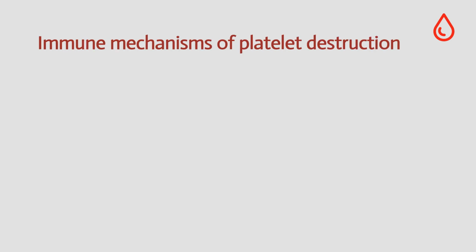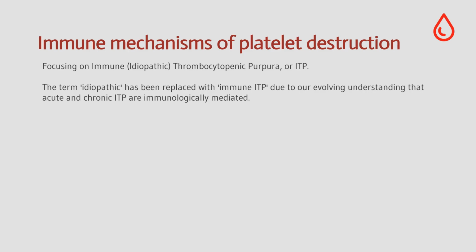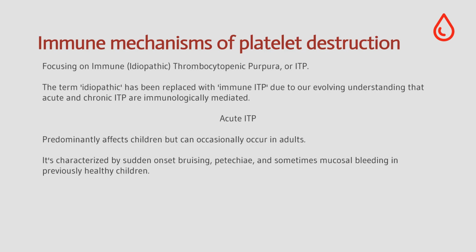Now we're delving into the immune mechanisms of platelet destruction, focusing on immune, formerly idiopathic, thrombocytopenic purpura, or ITP. The term idiopathic has been replaced with immune due to our evolving understanding that acute and chronic ITP are immunologically mediated. Let's start with acute ITP, which predominantly affects children but can occasionally occur in adults. It's characterized by sudden onset bruising, petechiae, and sometimes mucosal bleeding in previously healthy children.